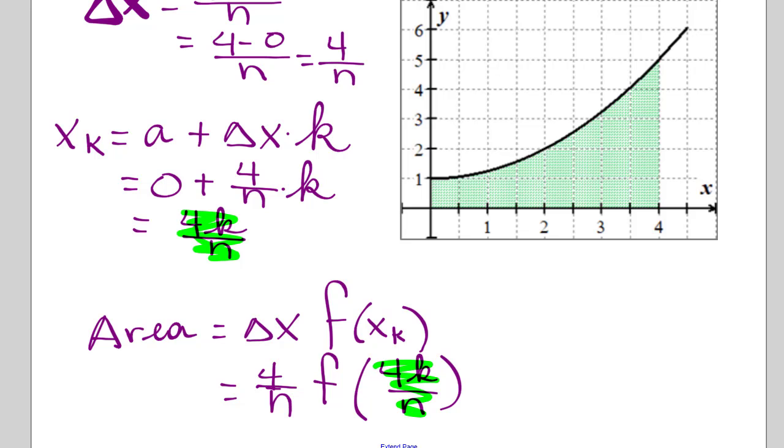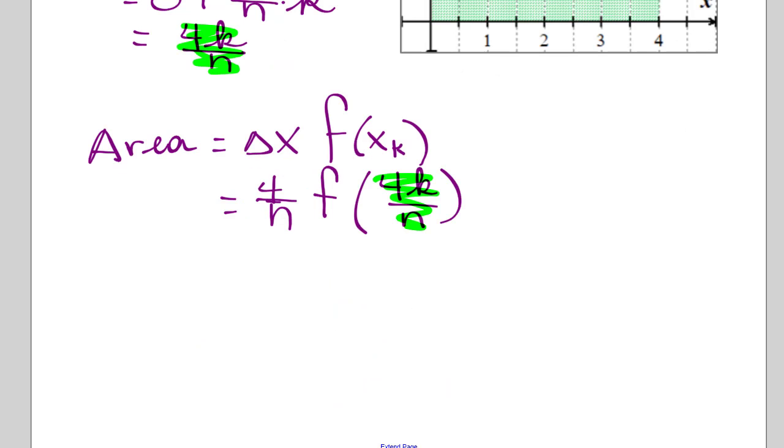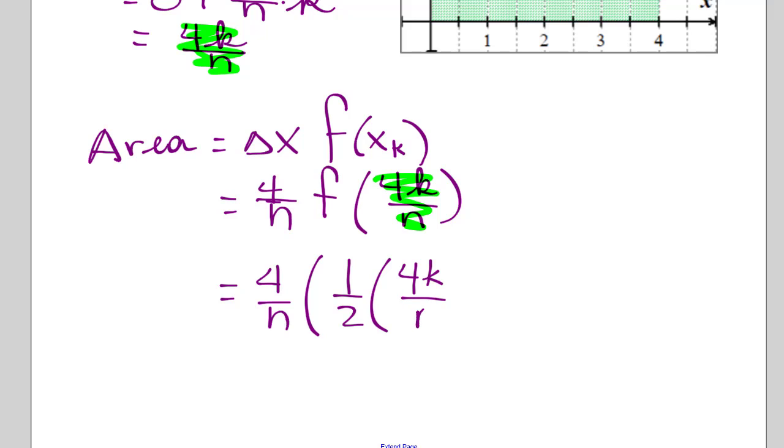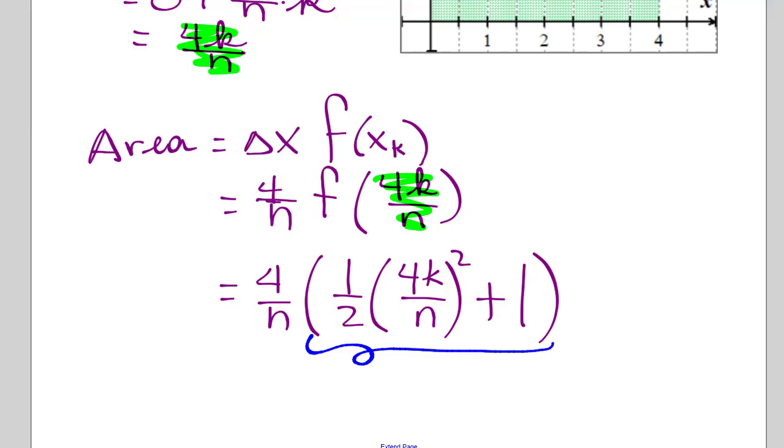All right. Our f function we said was 1/2 x squared plus 1. So we get 4 over n times 1/2 (4k over n) squared plus 1. All right. This is f of x sub k, for our particular f function. Okay. And so now that we have that, that's just one rectangle.